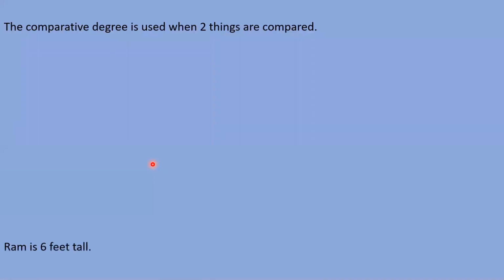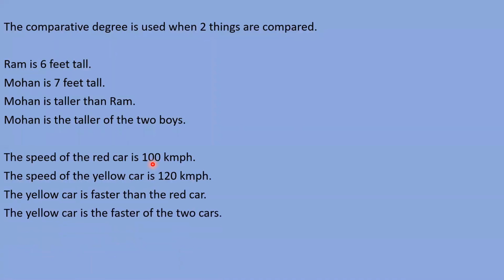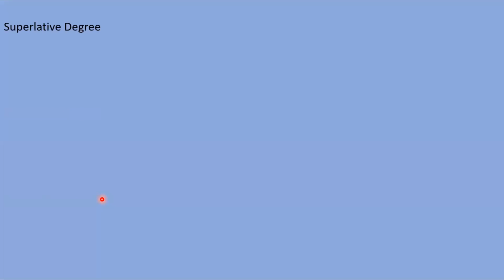Then again, I told you about the comparative degree. Whenever we make a comparison of two things, we need to use the comparative degree. Suppose Ram is 6 feet and Mohan is 7 feet. So we can say Mohan is taller than Ram. And we can say this sentence in this way also: Mohan is taller of the two boys. Then the second example I gave you: the red car's speed is 100 kilometers per hour and the yellow car's speed is 120 kilometers per hour. So we can say the yellow car is faster than the red car, and the yellow car is faster of the two cars. In this way we can say. If you want to take a screenshot, you can take.